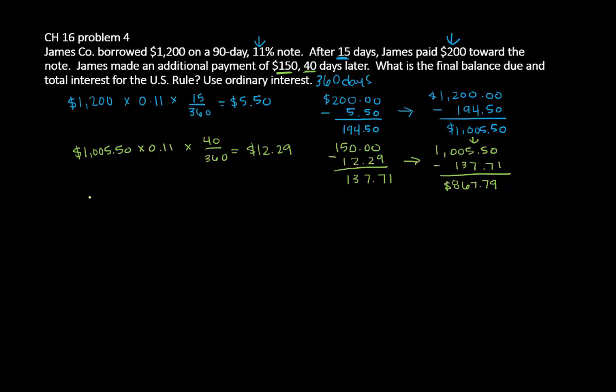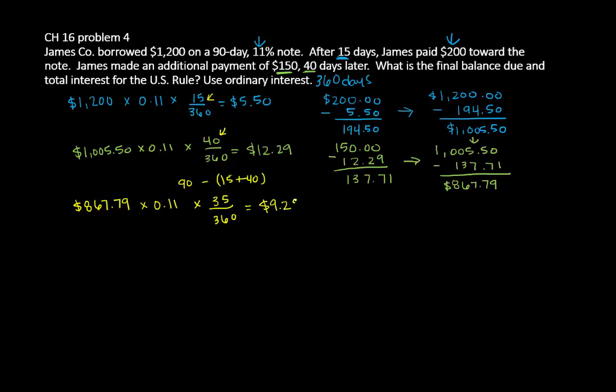All right, so James didn't make any more payments towards this note, but the interest did not stop accruing, because it's a 90-day note. So now we have to calculate the rest of the interest that accrued for the 90 days. So we're going to take $867.79 here. That's our new balance. We're going to times the 0.11, the 11%, and now we need to figure out how many days are left of the note. So 15 days and 40 days are the days that have already passed. So we're going to take 15 plus 40, and that comes to 55, and we're going to subtract that from 90. So that gives us 35 days left in the note. So we're going to take 35 divided by 360.